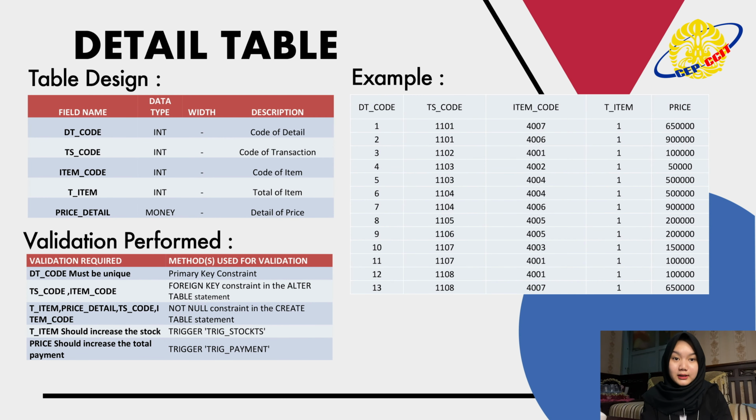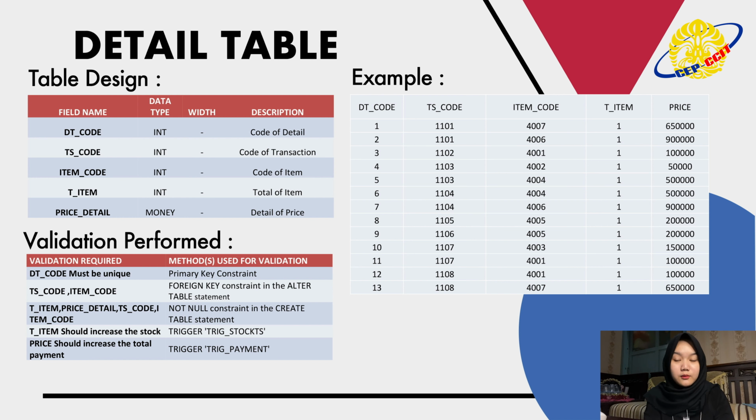The last is the detail table. We have a table design, validation perform, and example table. In table design, we have a DT code with int data type. We have a TS code with int data type. We have an item code with int data type. We have a T item with int data type and price detail with a money data type.